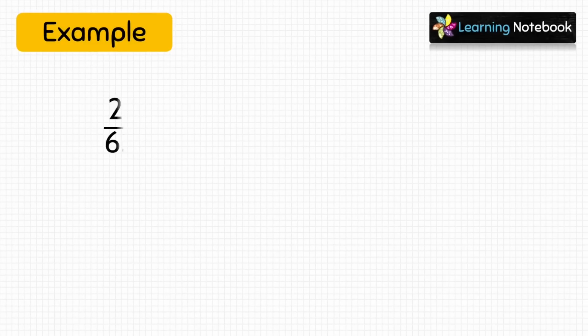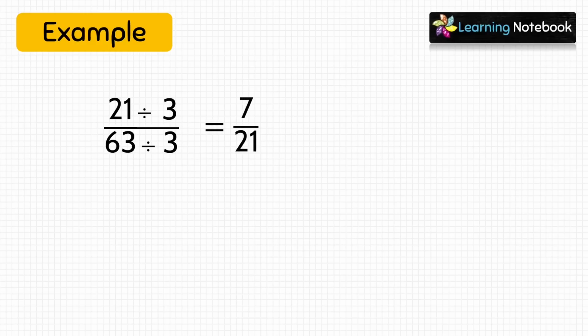The given fraction is 21 by 63. Now, students, as you can see, this fraction is not in its simplest form because 3 is a common factor of both numerator and denominator. So, to reduce this fraction to its simplest form, we will divide both numerator and denominator by the common factor 3. So, 21 divided by 3 equals 7 and 63 divided by 3 equals 21. So, we get 7 by 21.